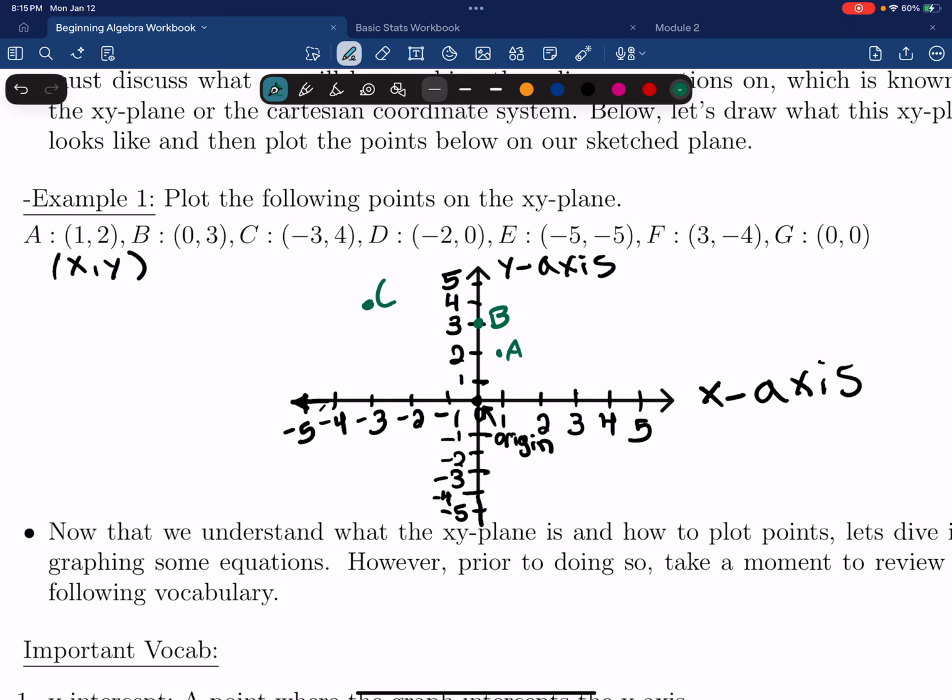Now point D is -2, 0. So we're going to go -2 in the x direction, but we're not going to move up and down at all. So it's going to be 1, 2. y is 0, so point D is here.